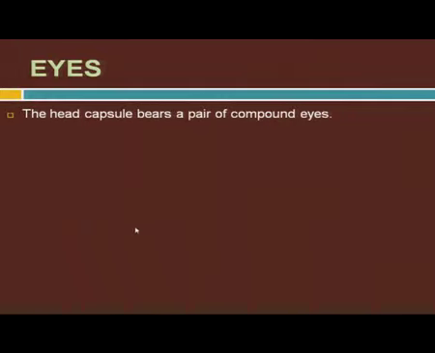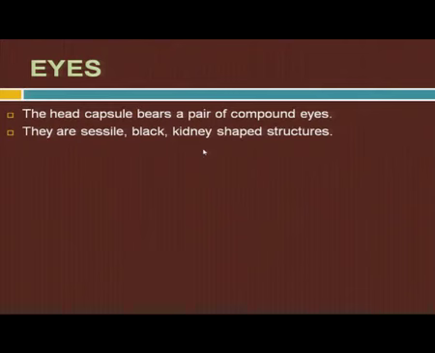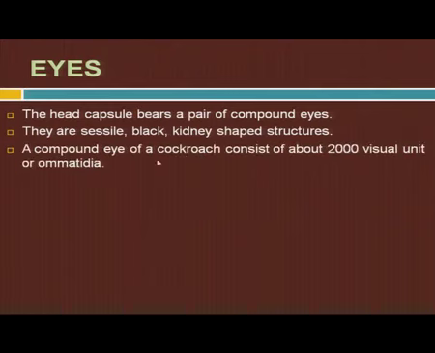Next, moving on to the eyes. The eyes show very interesting and peculiar character in the case of cockroaches. The eyes are basically compound eyes. The head capsule bears a pair of compound eyes. They are sessile, black and kidney shaped structures. A compound eye of a cockroach consists of about 2000 visual units or ommatidia.